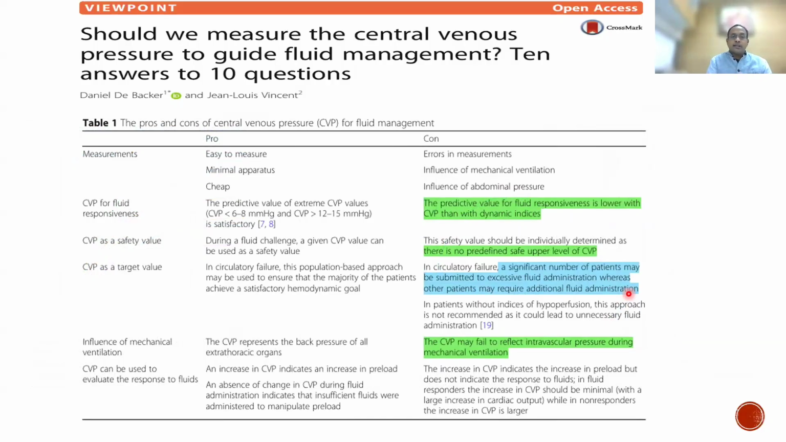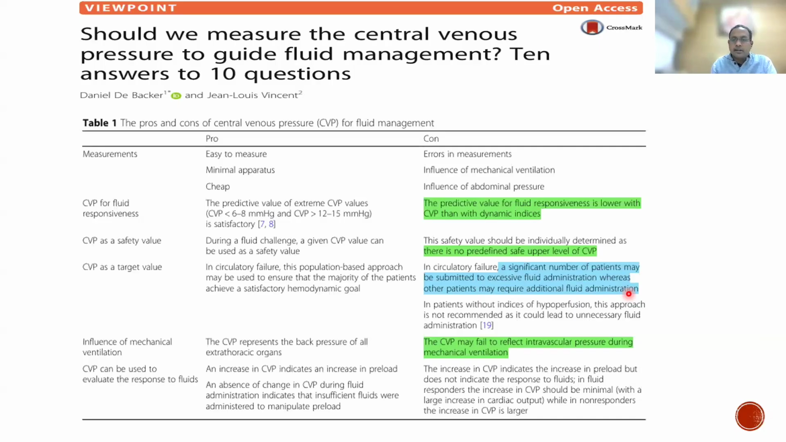So what they told was that the predictive value of extreme CVP values, like CVP of less than 6 or CVP of more than 15, is mostly satisfactory, but it is lower than the dynamic indicators. And similarly, there is no predefined safe upper level of CVP, and there is no target that we should achieve. CVP target is not well defined.